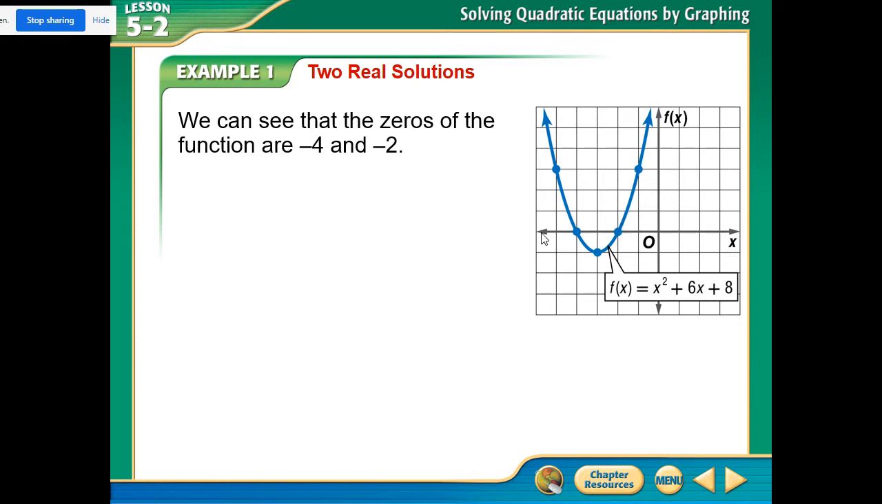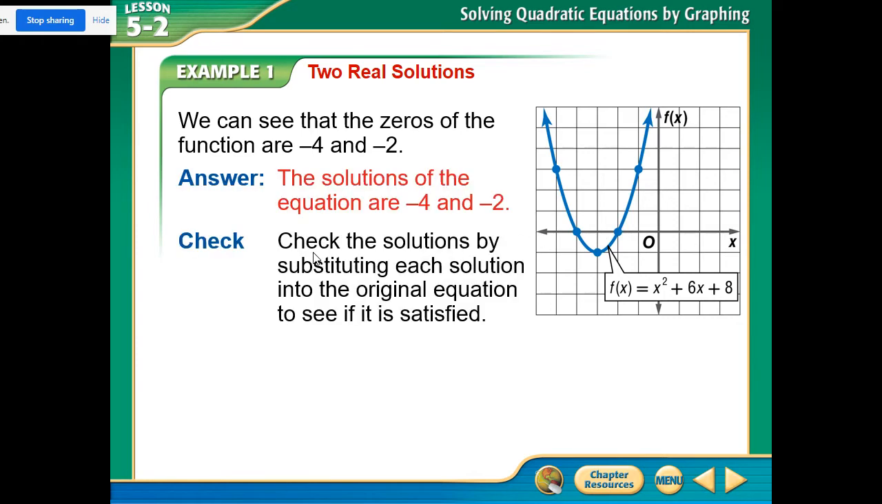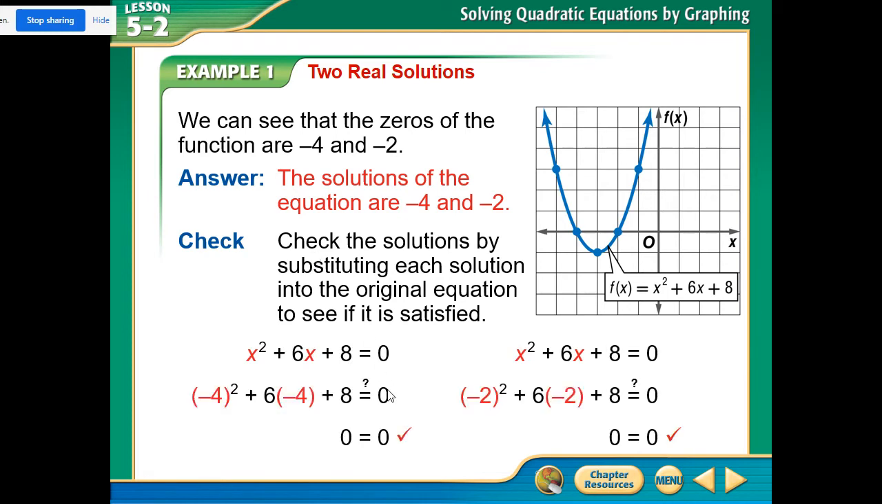So this one is two solutions, and you tell me both of those solutions. And we can check them if we like, and we do get 0 equals 0, and so they do work out. That is just a self-check to make sure.